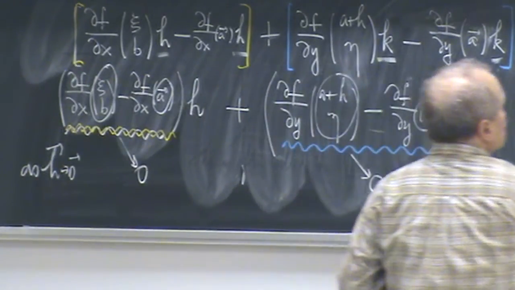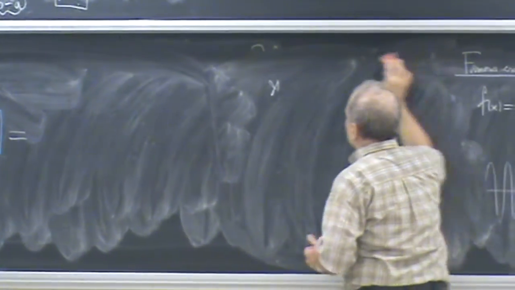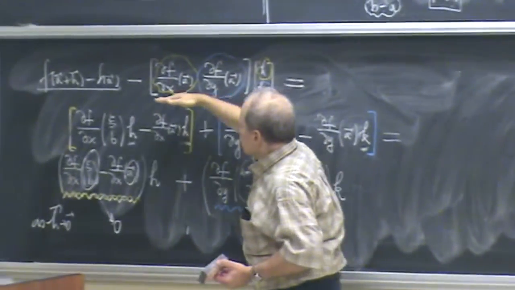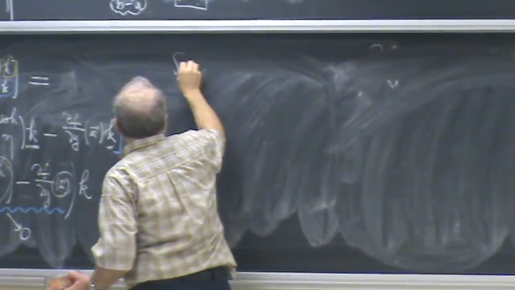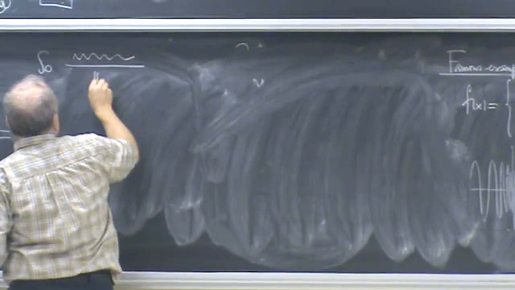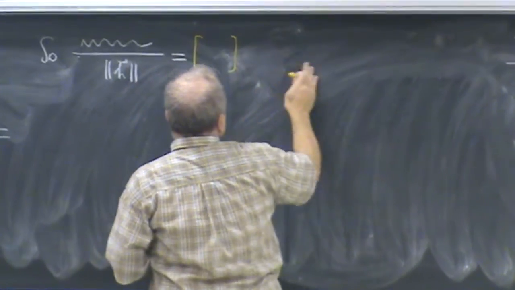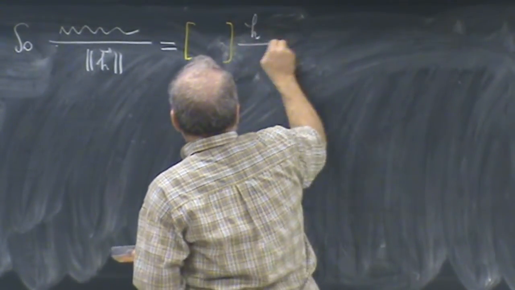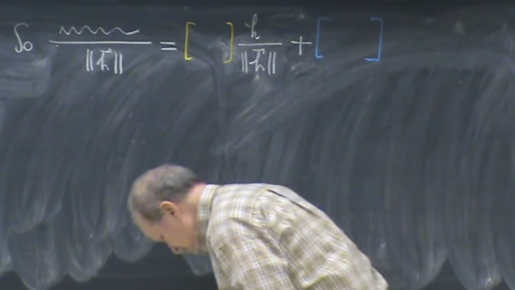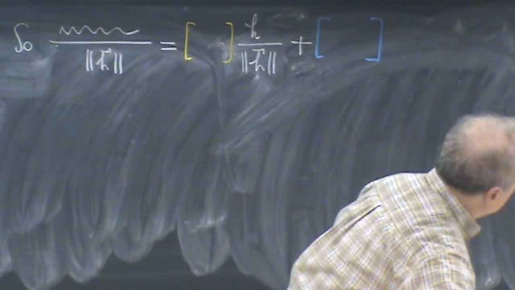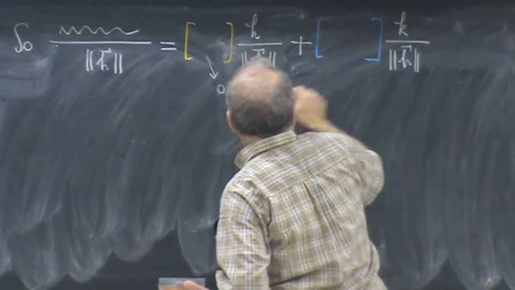Well, the last step is, what were we supposed to do? We were supposed to look at this difference and ask, does it go to zero faster than magnitude h? We're supposed to divide by magnitude h. So the stuff over magnitude h breaks into the yellow piece times h over magnitude of vector h, plus the blue piece times k over magnitude of vector h. This stuff's going to zero.